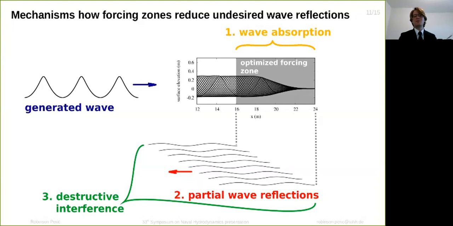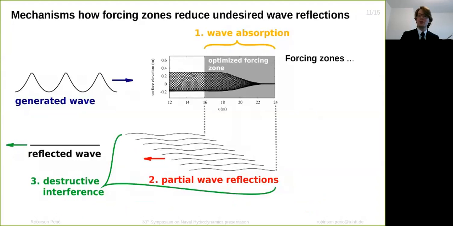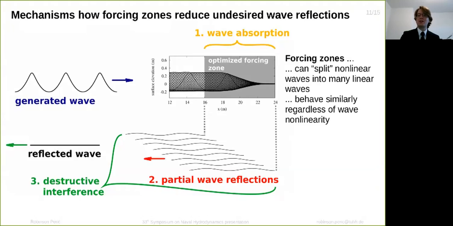And the third mechanism is destructive interference, because all these partial wave reflections have different phase, and this can only decrease the amplitude of the reflected wave in the end. And if it is correctly optimized, there will be basically no wave reflection. So we can sum up that forcing zones have the singular ability to split nonlinear waves into many linear waves, or basically linear waves. And thus they behave similarly regardless of the wave nonlinearity and can be well predicted.